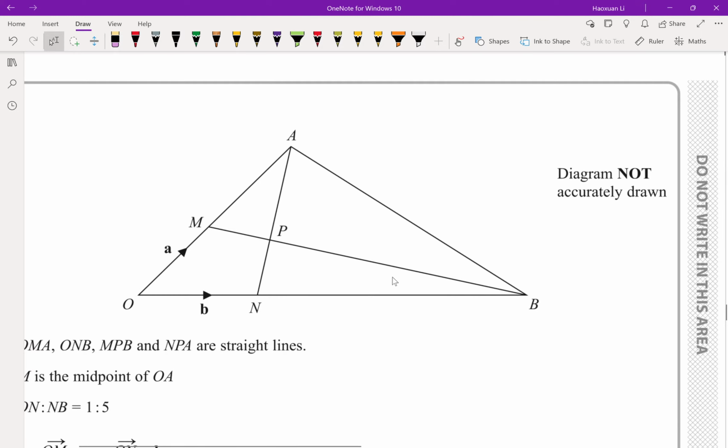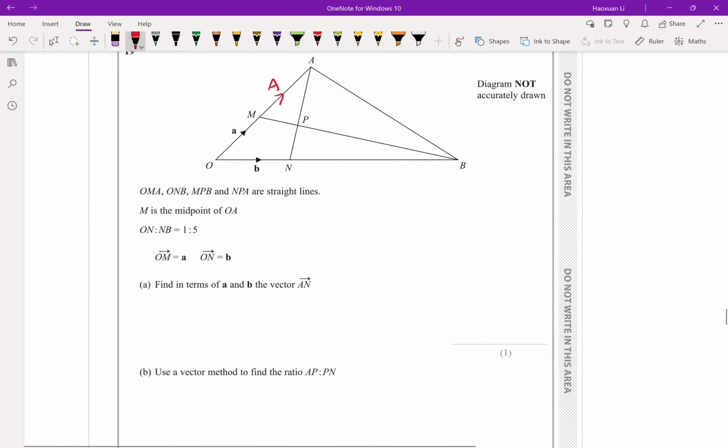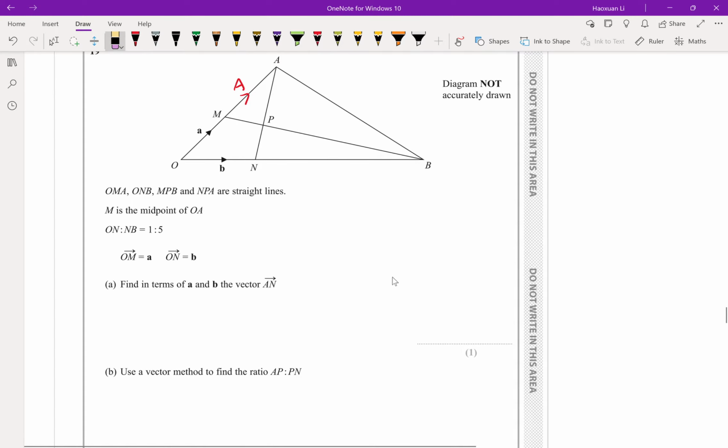So if this is the M, so this has to be A. So from A to N, since this is going in the clockwise direction, from A to N we go in the opposite direction, so therefore this will be negative 2A plus B. And that's the answer for question A.